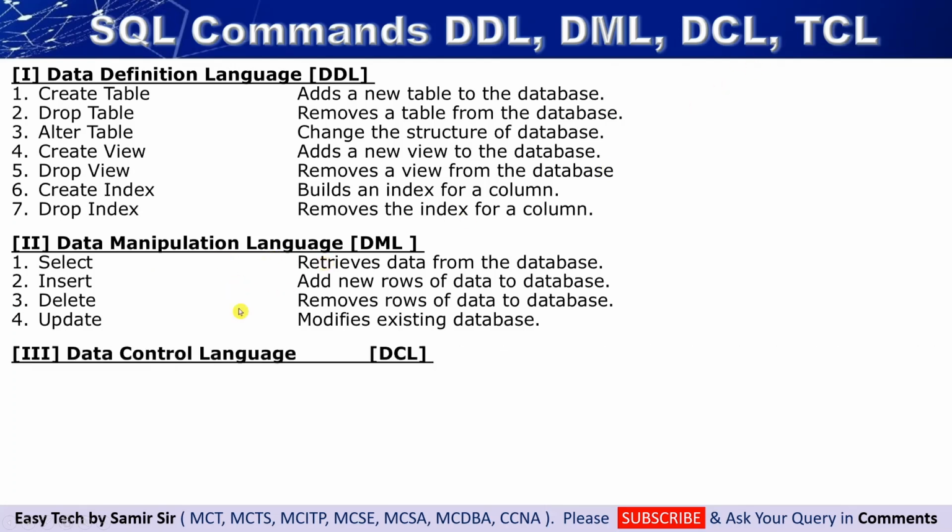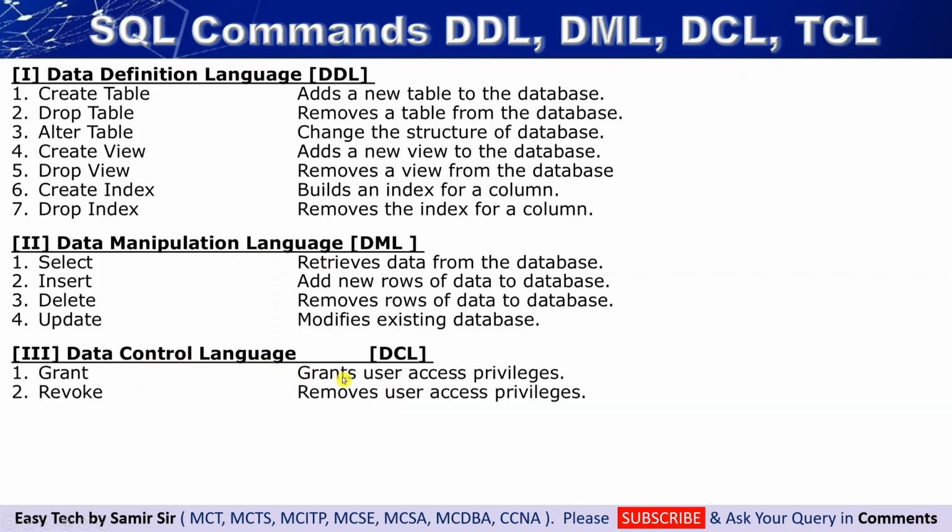The third is DCL, data control language. Grant is used to give users permissions and privileges, what users can do. Revoke is used to remove the access or privilege, what users cannot do. So those controls come under data control language.